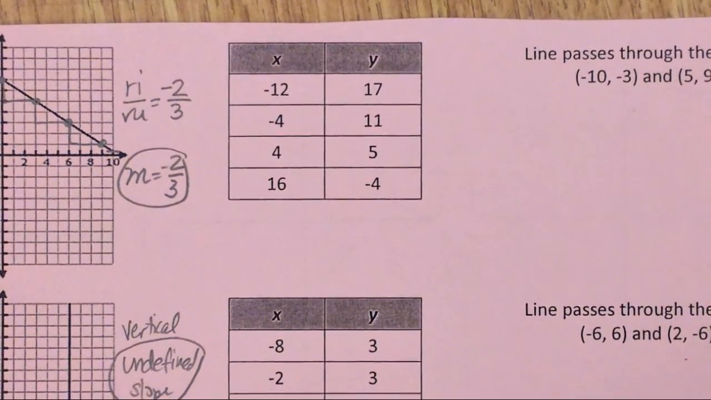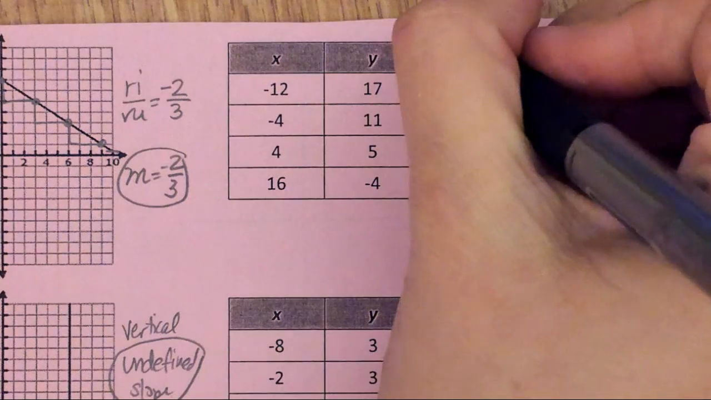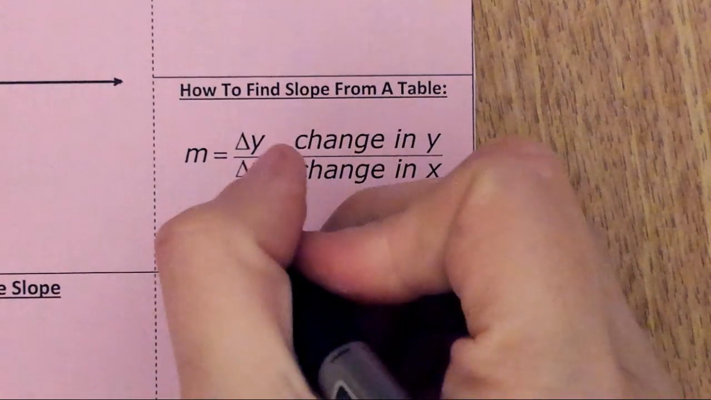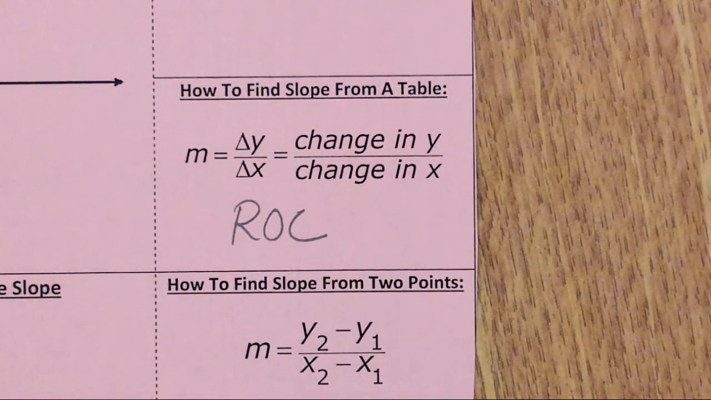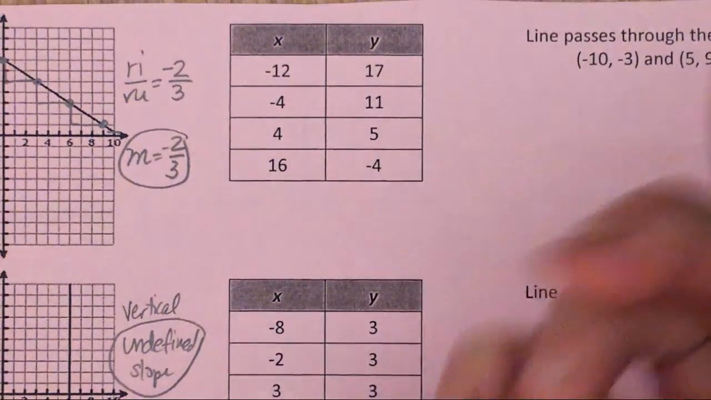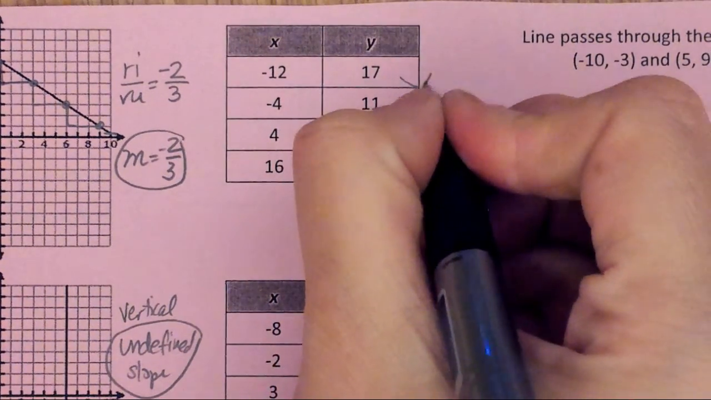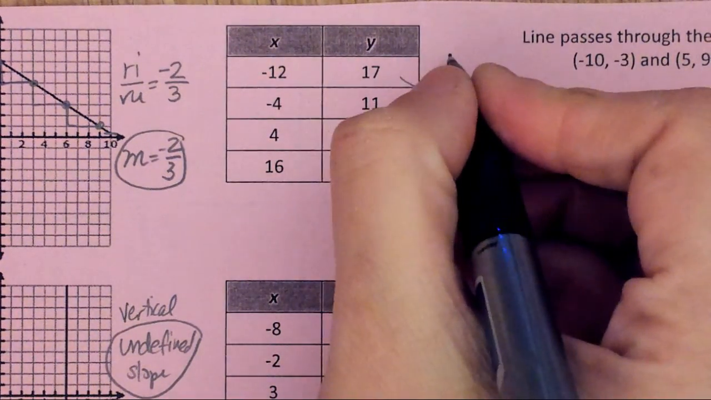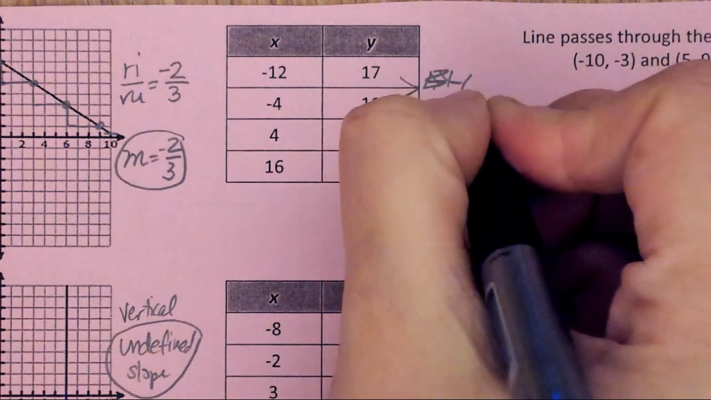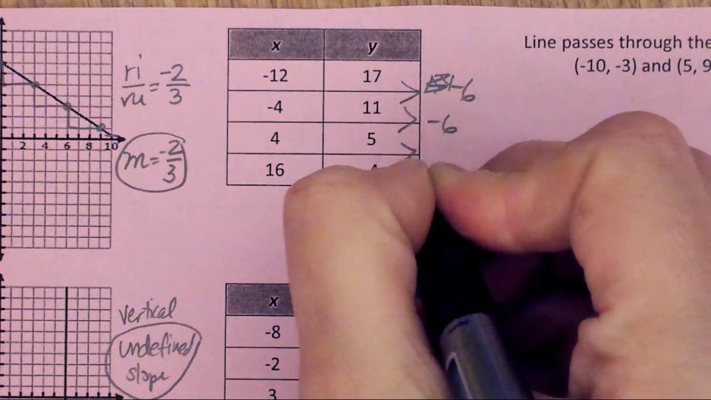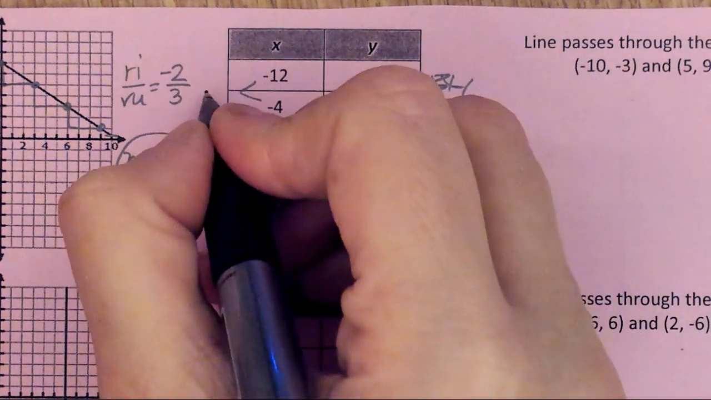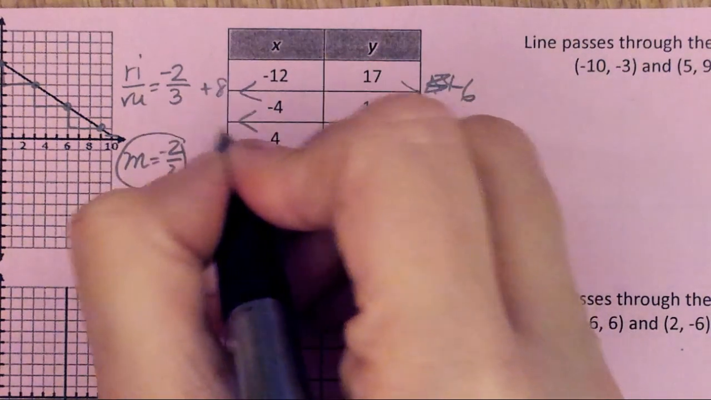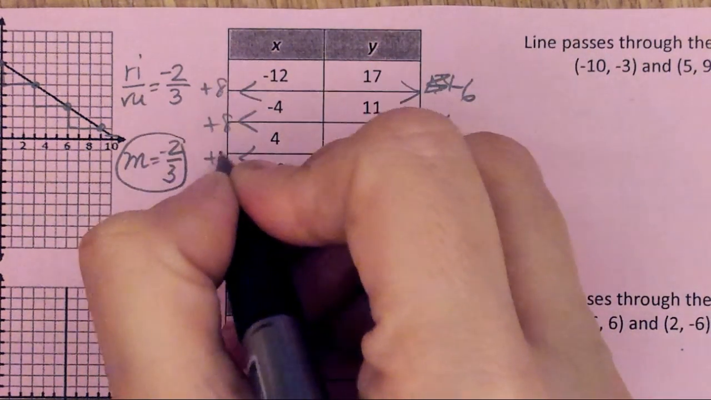Now let's look at tables. Tables are like old school 7th grade rate of change. Last year y'all called it delta y over delta x. Y'all called it rate of change last year. Okay? So we're just going to find our rate of change. So we're going to find the change in y. Minus 6, minus 9, plus 8, plus 8, plus 12.